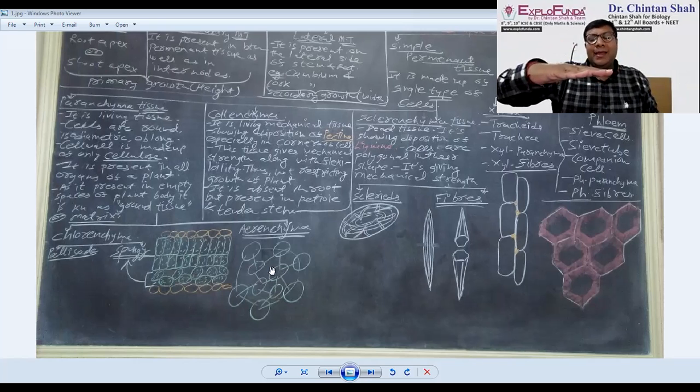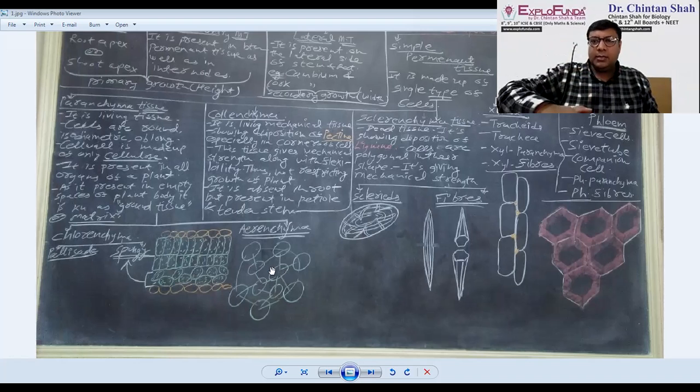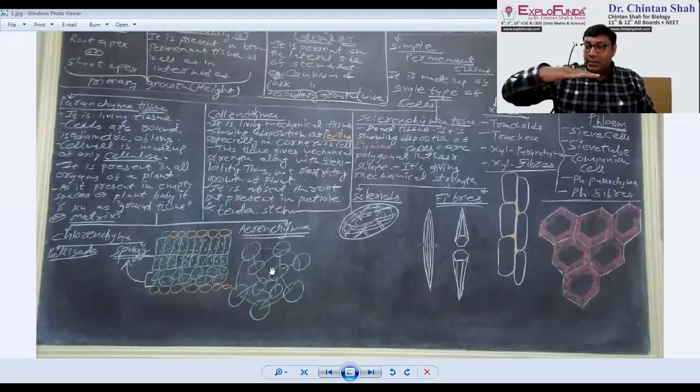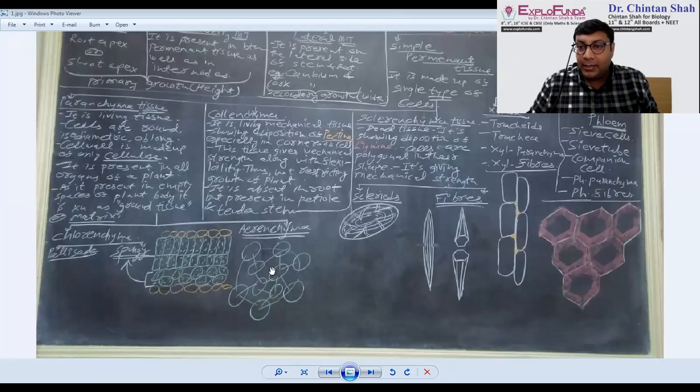Why are they floating on the surface of water? They can submerge also, right? If they sank, what would happen? Then their photosynthesis will be affected. Are you getting it? They are aquatic plants and they want to float and perform photosynthesis at the maximum level. That's why they want to float on the surface of water.